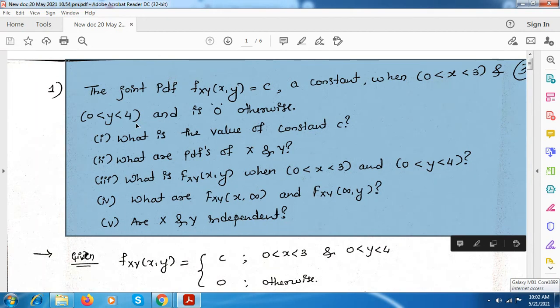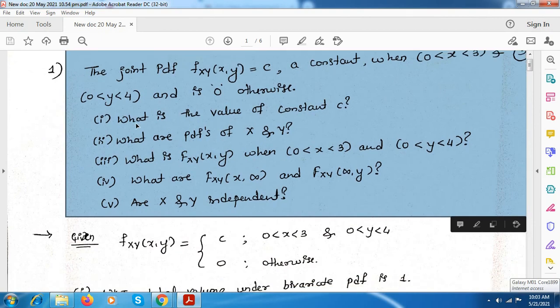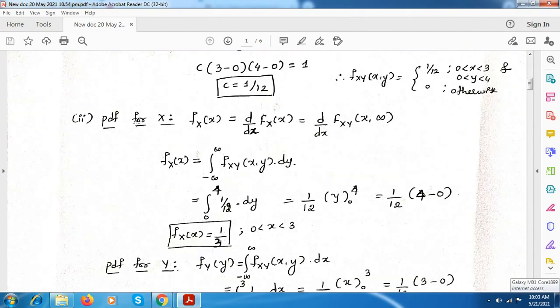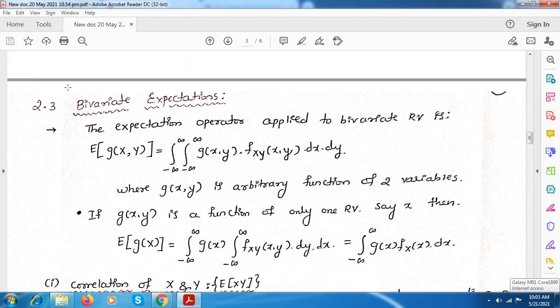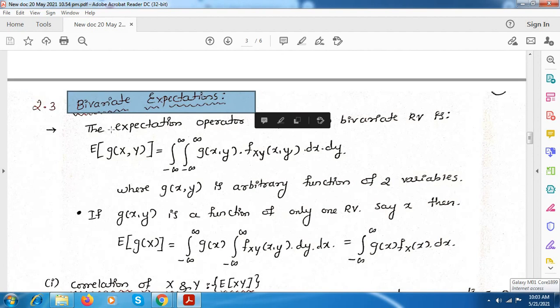Okay, next we will see the expectations with respect to bivariate. We have seen the expectations in the first module also. Here also, similarly, we have to see it for multiple random variables or the two random variables. So we will see that. So here it is bivariate expectations.